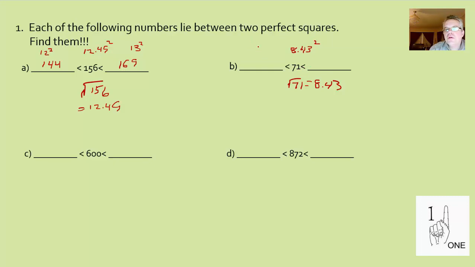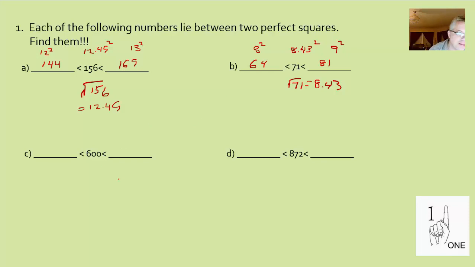To get the perfect square that's less than that, we just take 8. 8 squared is 64. That's the perfect square that's less than 71. And if I round this up to the whole number that's greater than that, I get 9 squared. 9 squared is 81. So 71 is in between 64 and 81. This is 8 squared, that's 9 squared, and 71 is right in the middle someplace.